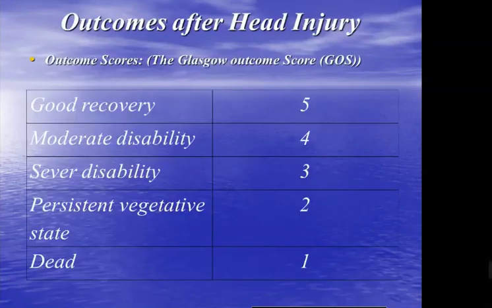Lastly, we have what is called the outcome after head injury. Outcome after head injury is graded, as you see in the Glasgow outcome score, into 5 grades. Either good recovery with 5 points, moderate disability with 4 points, severe disability 3, persistent vegetative state, which I mentioned in some units, with 2, or lastly, death of the patient. Now, what do you mean by each one of these?